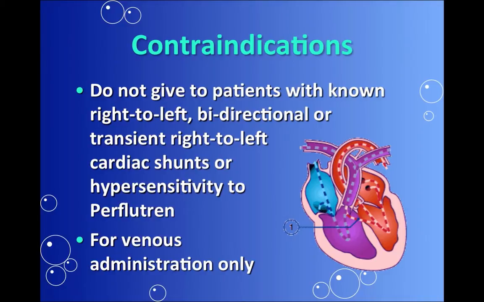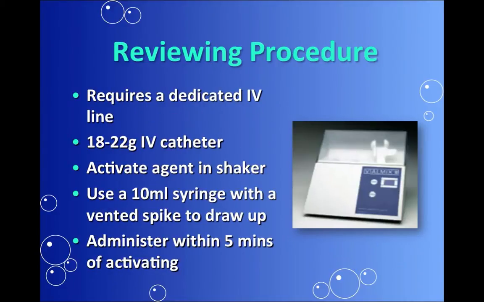Also, Definity is only given by IV, never arterial. Again, the echo tech is going to let you know if the IV that the patient already has in place is adequate. Usually an 18 gauge or 20 or 22 gauge is sufficient. 24 gauge IVs are no bueno.